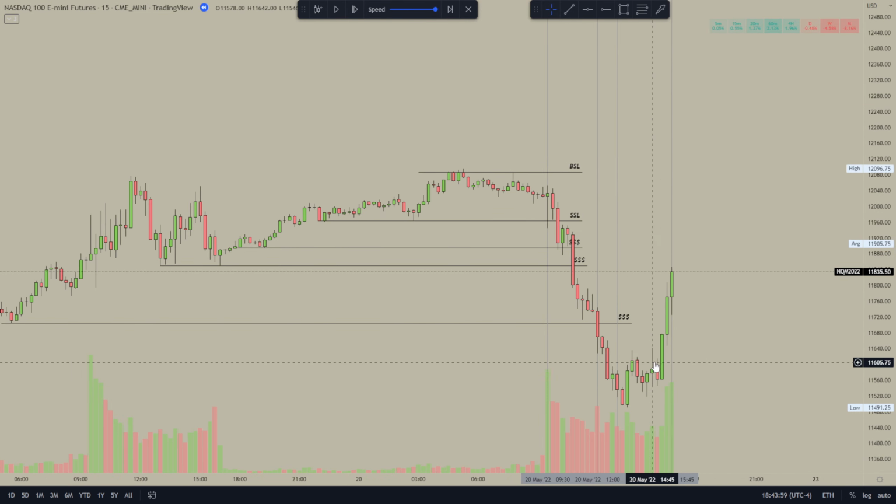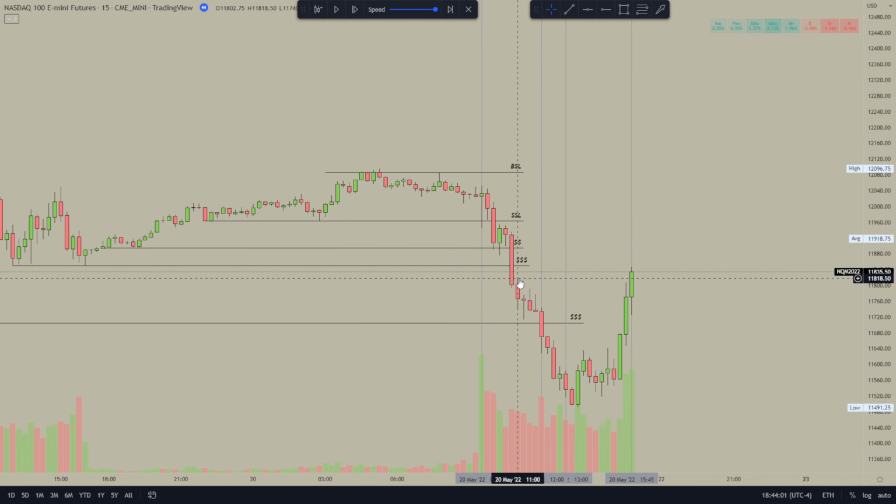So this was Friday the 20th, right? This is 9:30. This is your lunch hour, 12 to 1, and then this is market close right here, this last candle.